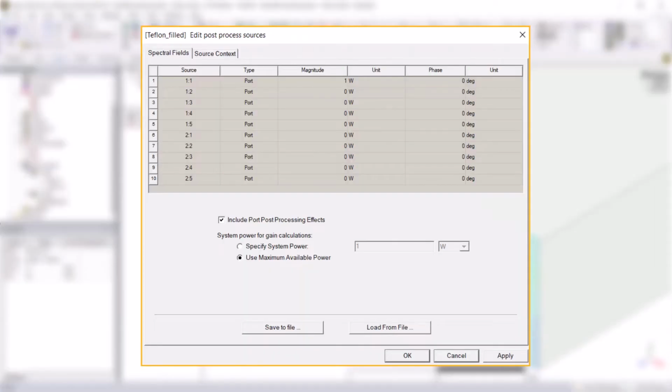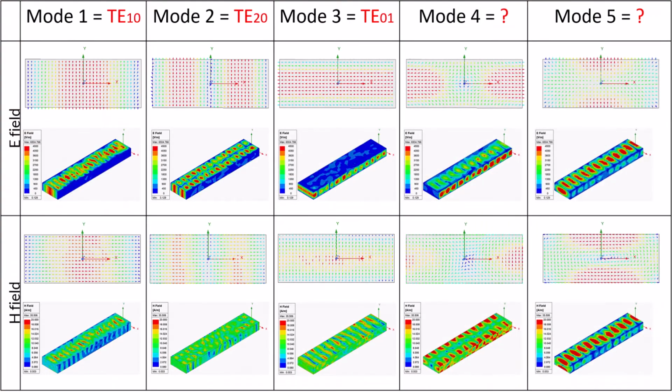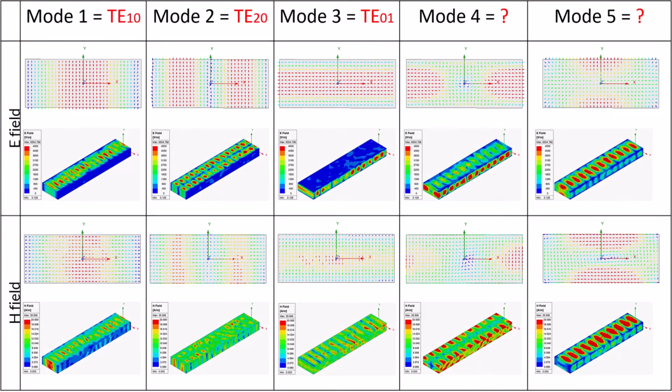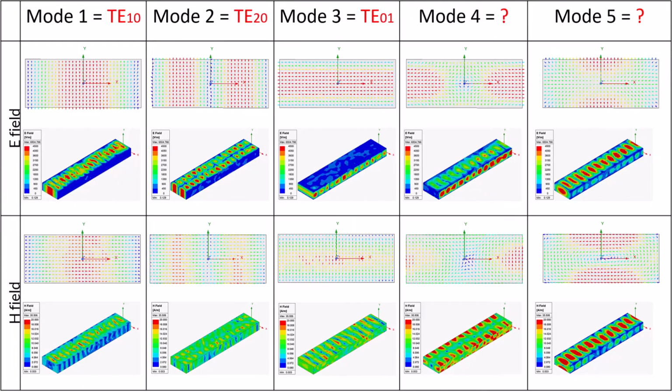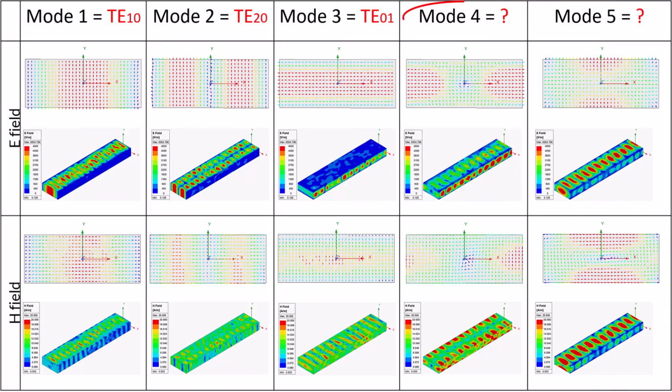This is the TE20 mode. Go ahead, similarly, you can view the field distribution of the different modes in the waveguide by varying their magnitudes and their phase. And here's a collection of the electric field and the magnetic field distributions for different modes of the waveguide.